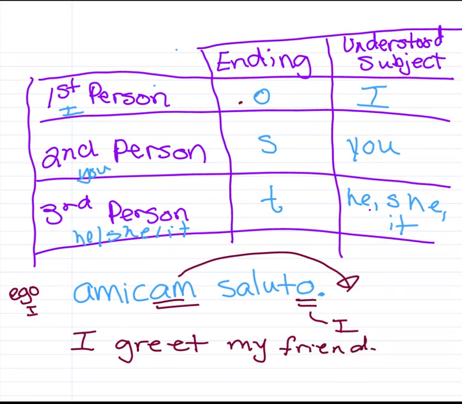It's important that we actually follow this pattern because otherwise we can find ourselves getting lost saying, my friend is greeting. But we can see that that's actually not the case, which is why it's important that we notice that our direct object will always come after the verb and that my verb will tell me what my subject is.